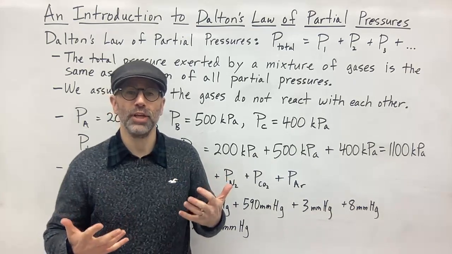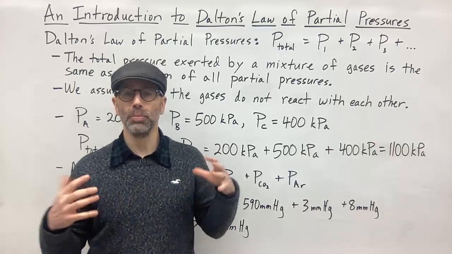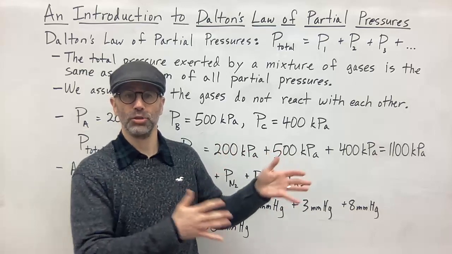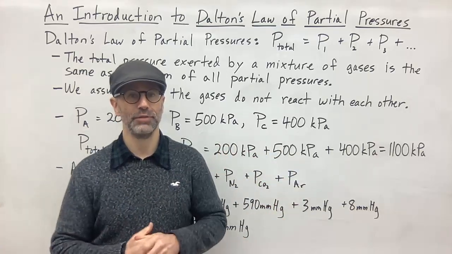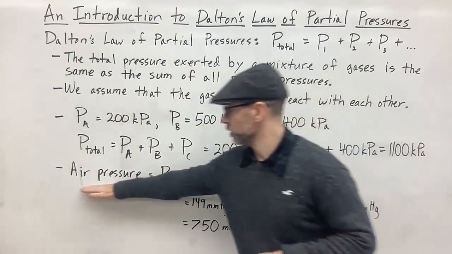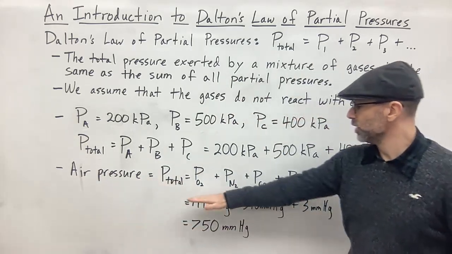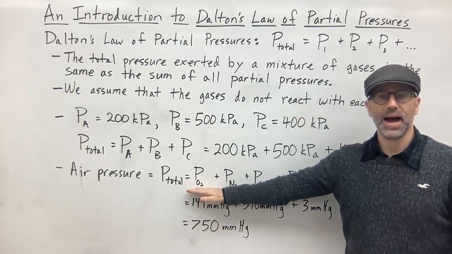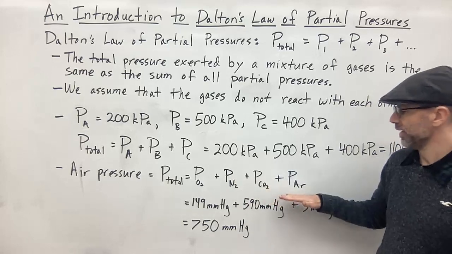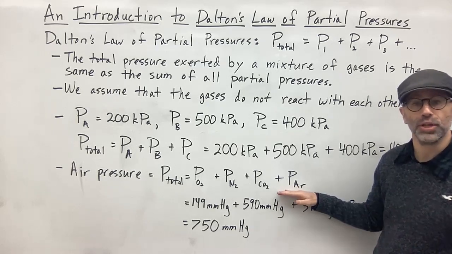So if we think of the atmospheric pressure as the total pressure, then the total pressure or atmospheric pressure would be the total of all of the partial pressures of those individual gases in the atmosphere. So, for example, we say that air pressure, the atmospheric pressure, is equal to the total pressure. And that total pressure is made up of the partial pressure of oxygen, the partial pressure of nitrogen, the partial pressure of carbon dioxide, and the partial pressure of argon. And then there are traces of other gases, but we're ignoring those.